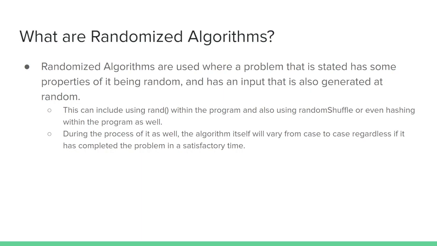And this includes, like I said, rand within the program and also using random shuffle or even hashing. Hashing takes advantage of this, such as in the Rabin-Karp algorithm, which another group actually covered not too long ago. And hashing is very important within randomized algorithms. During the process, it will take different paths, even though it has done it previously. So through each iteration, it takes different paths, but you're always expecting the same output or a close approximation to the output that you're getting throughout each iteration.